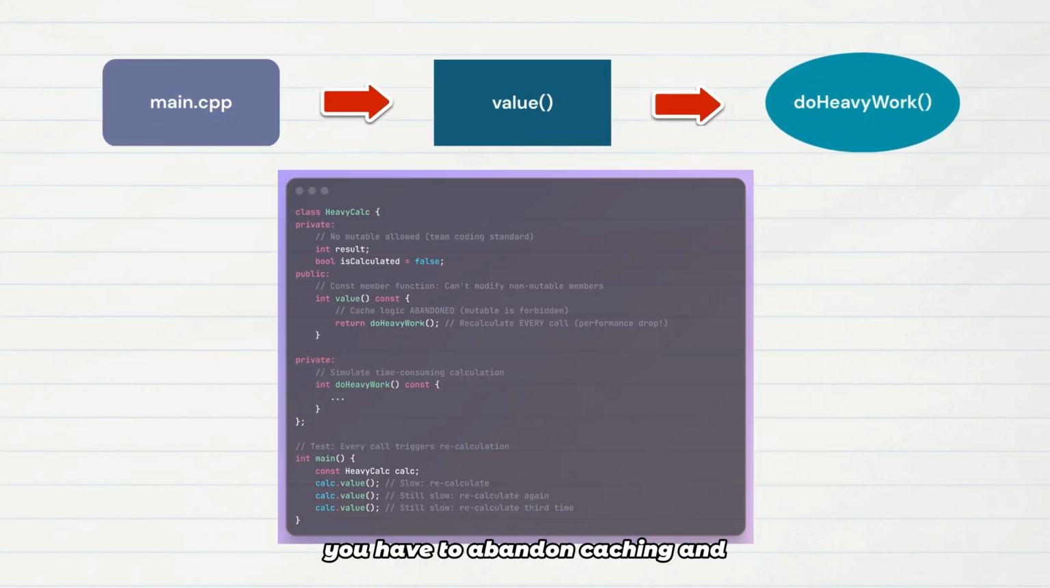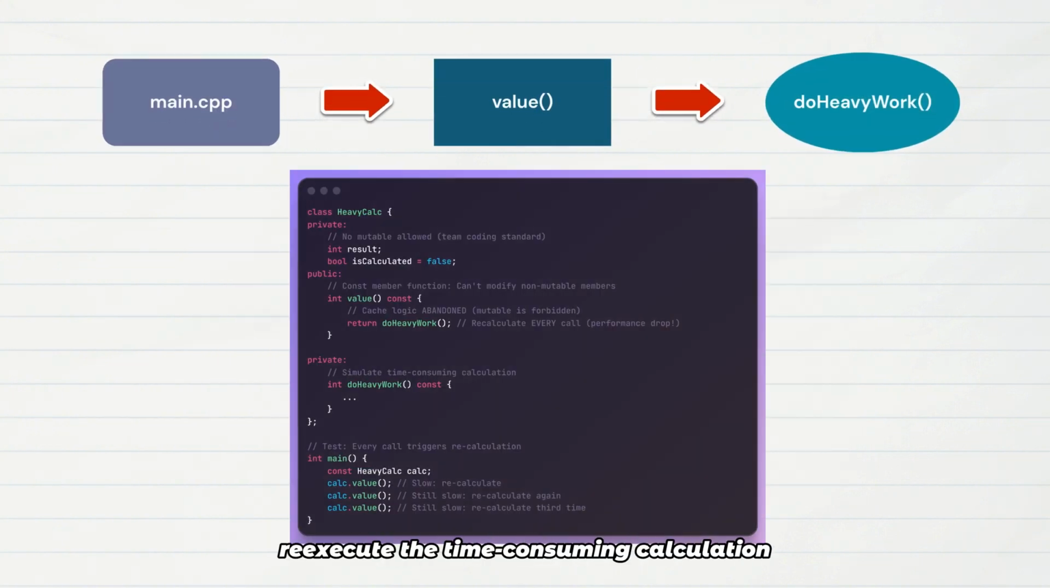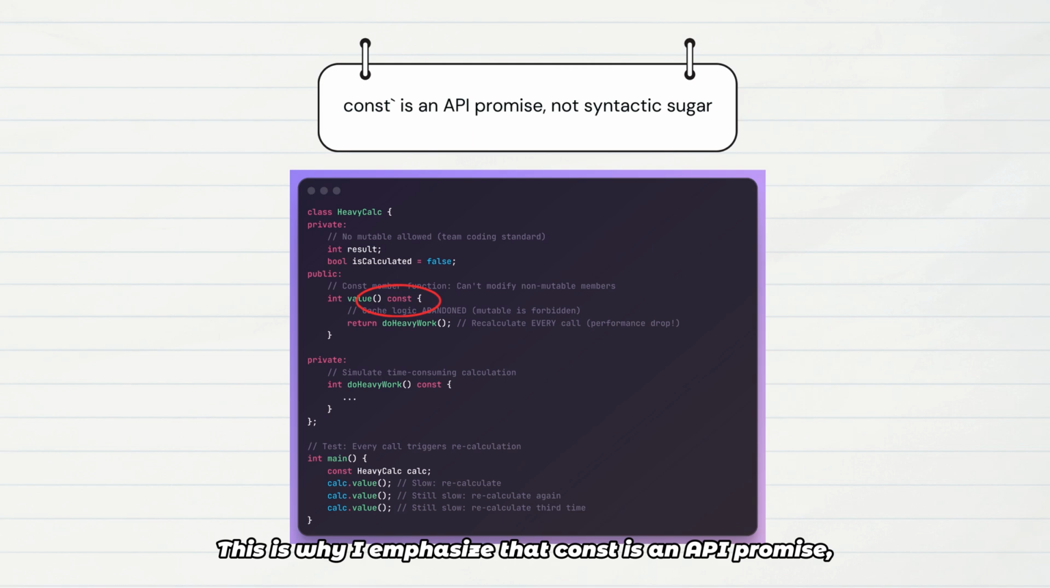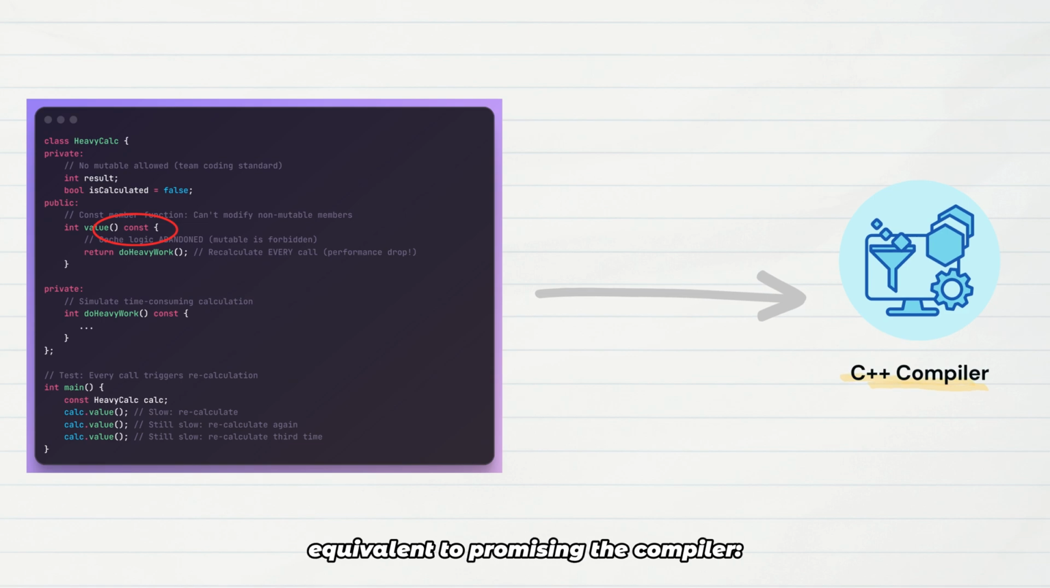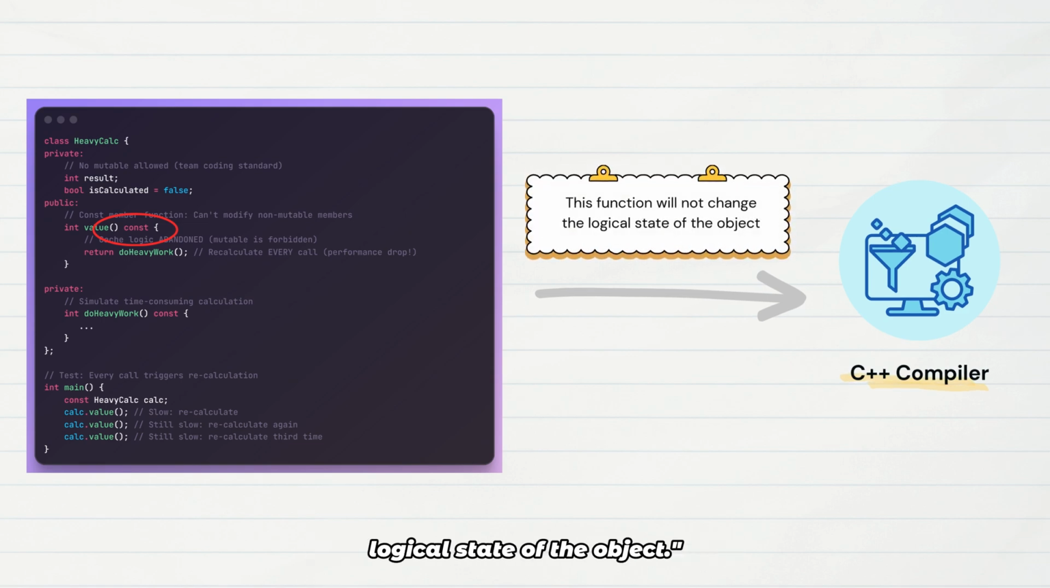As a result, you have to abandon caching and re-execute the time-consuming calculation every time the value function is called, leading to an immediate and drastic drop in performance. This is why I emphasize that const is an API promise, not syntactic sugar. Adding const to a member function is equivalent to promising the compiler this function will not change the logical state of the object, and at the same time, you give up optimization methods that rely on state modification.